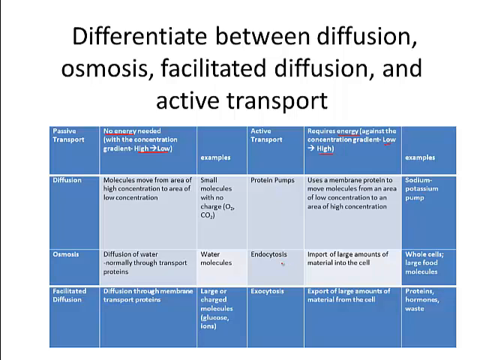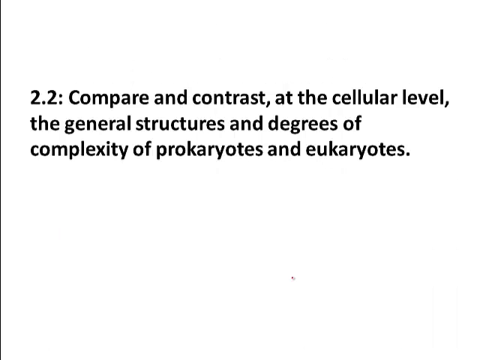And then we have endocytosis and exocytosis. So endocytosis, remember endo means in, so we're going to take large amounts of material into the cell. And exo means out, so we're going to get rid of a whole bunch of stuff all at once when we do exocytosis. All right, standard 2.2 is comparing prokaryotes and eukaryotes.